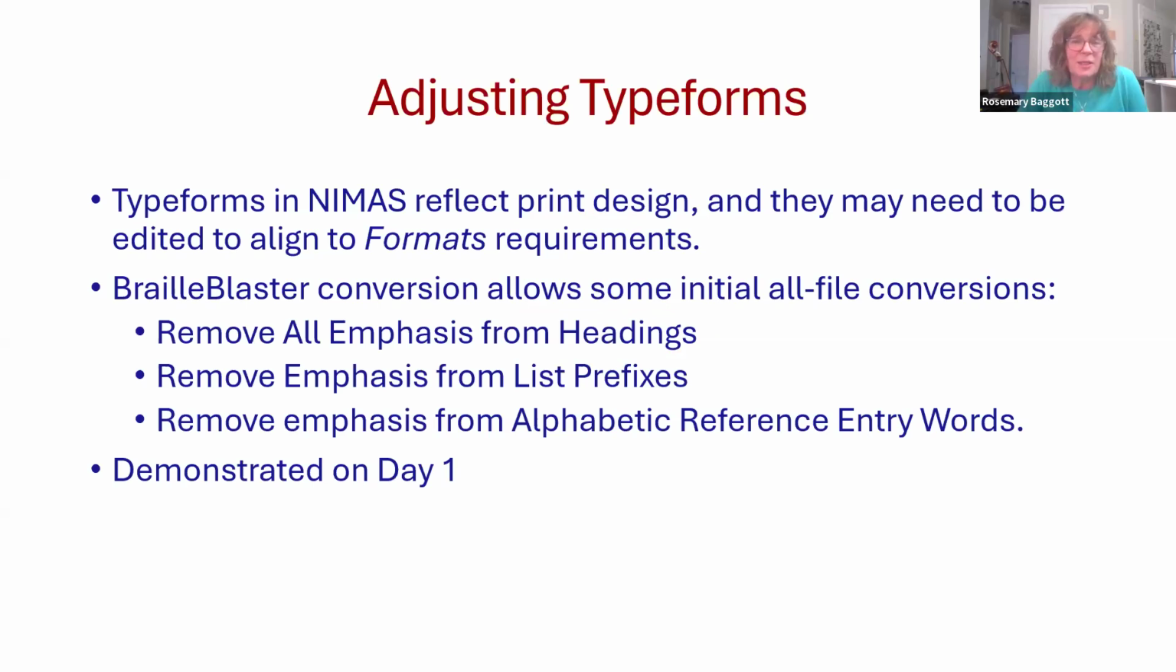So, adjusting type forms. Type forms in the NIMAS file reflect print design, which is why you usually need to edit them to align with the format's requirements. As you know, when you look at the print books, a lot of headings are bold type, things like that. So we need to make this reader friendly for Braille readers. So formats is our resource. Types of emphasis can include bold, italics, underlining, script, sometimes colors.